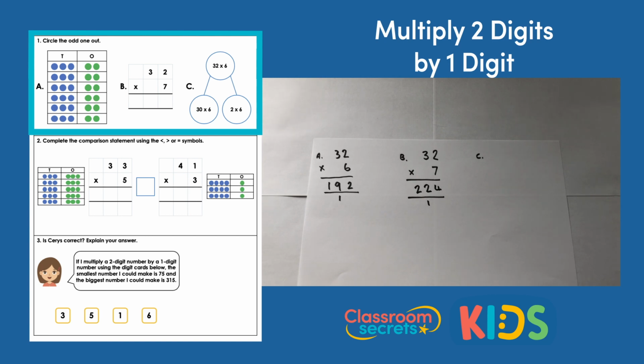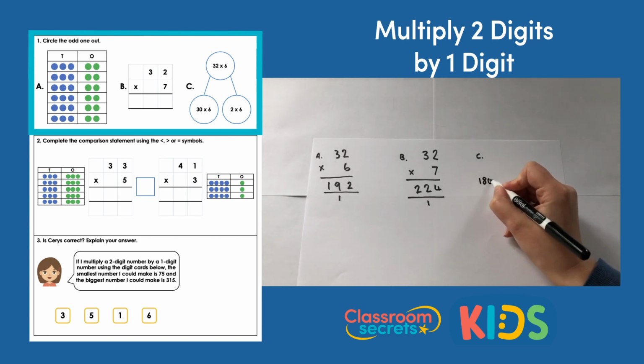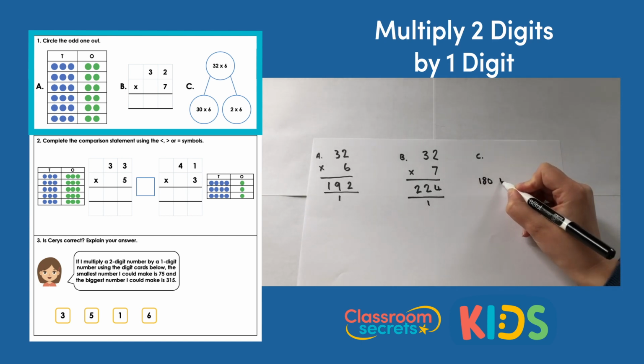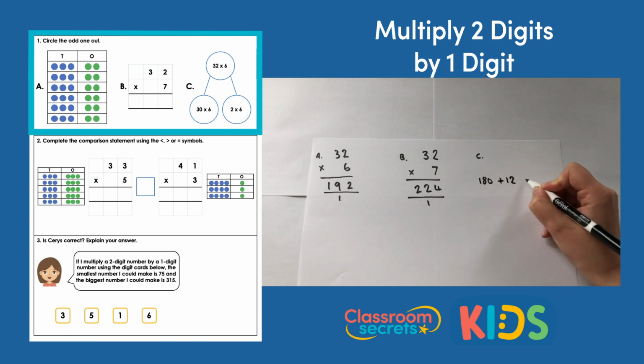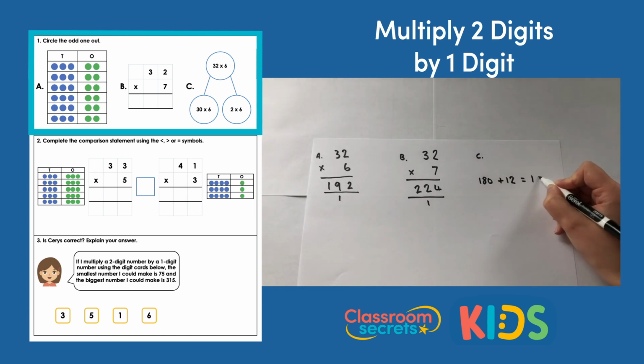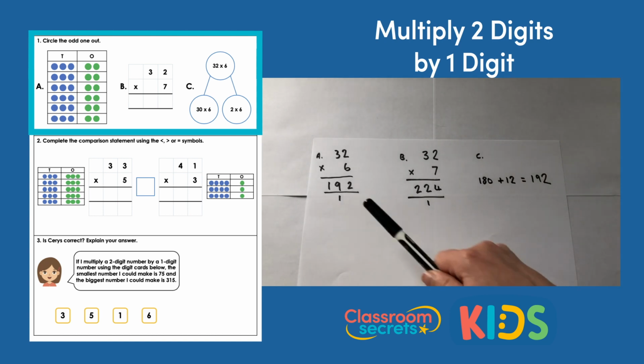Calculation C is represented on a part whole model, so even though we can see at the top it's 32 times 6, I'm still going to work out the answers just so that I can double check. If we look at the part whole model at the bottom, we've got it partitioned, so 30 times 6, which is 180, and then we have 2 times 6, which is 12, so we can add those together and we would get 192.